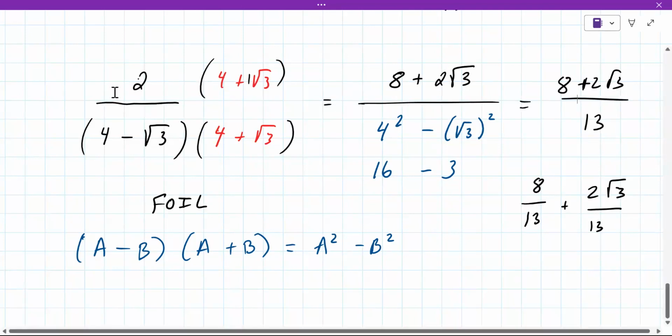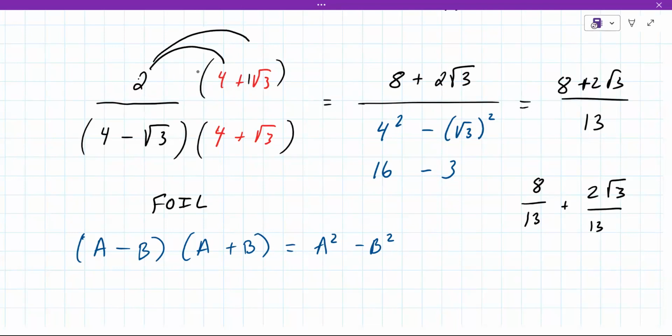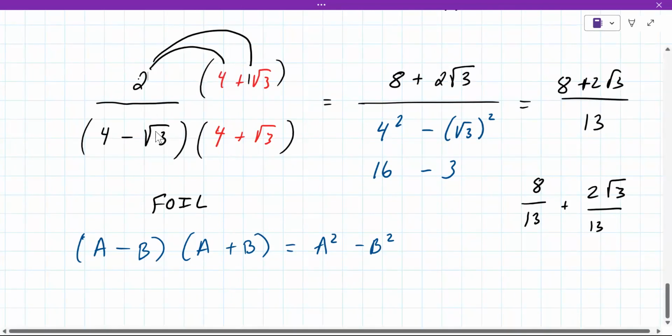And just to be clear, over here on that 2 times 4 plus 1 root 3, you're only multiplying the numbers in front, not under the root. The only time you multiply under the root is like we were just doing, square root of 3 times square root of 3 becomes square root of 9, which is the 3 here. Okay.